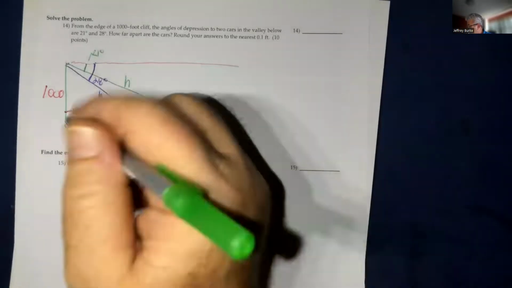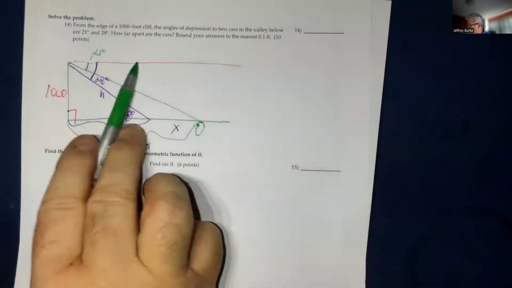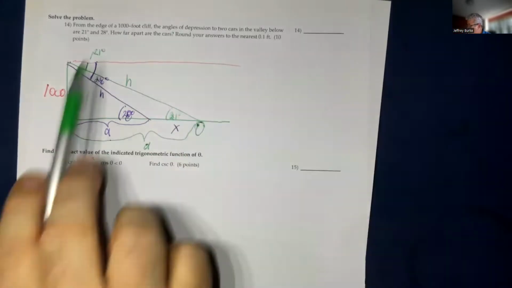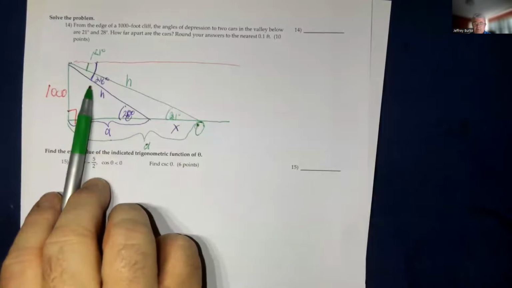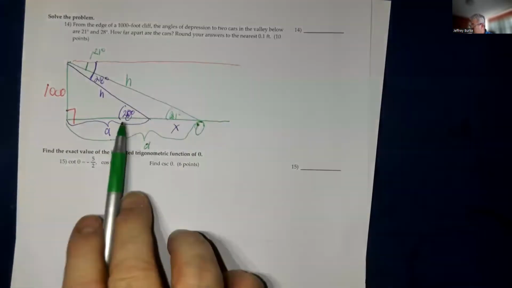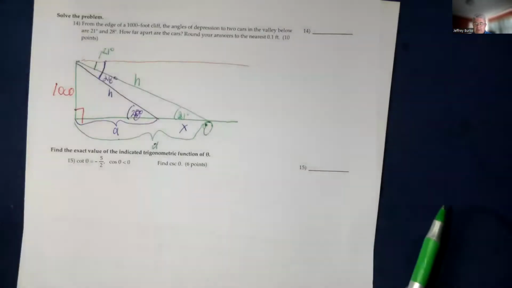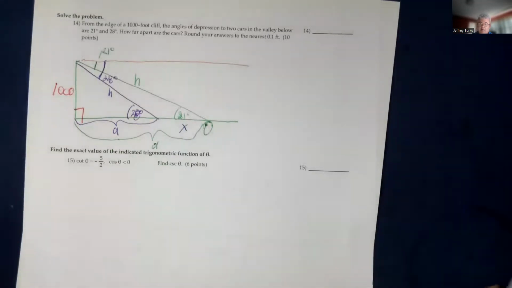If this angle here, from the horizontal line of sight, is 21 degrees, that means this angle here is 21 degrees also. So this 21 degrees and this 28 degrees up here are considered angles of depression. If this was the people driving the cars and looking up to see this guy on top of the cliff that's 1,000 feet high, these would constitute angles of elevation. But these are going to be the same.